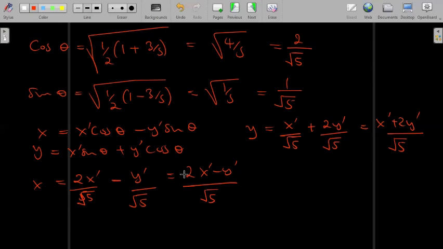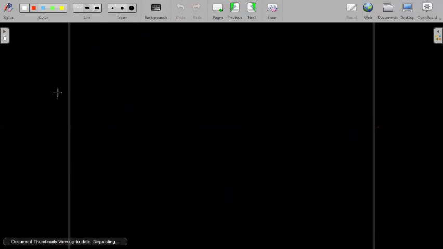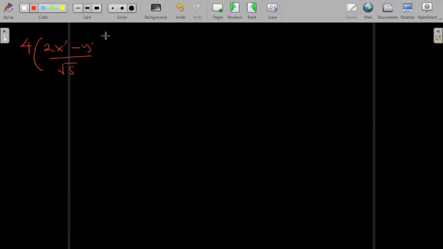And that is just going to work out for me like that. So let me make another page. So yeah, let's now replace. Remember you have your 4 and your 4 it's x squared. So the value that I found for x squared is 2x prime minus y prime, divided by root 5. Then the entire thing is squared.